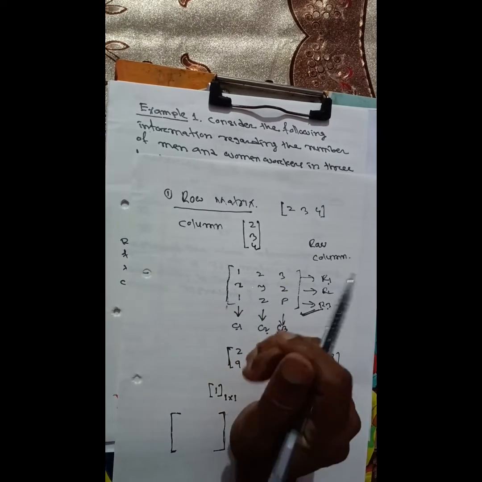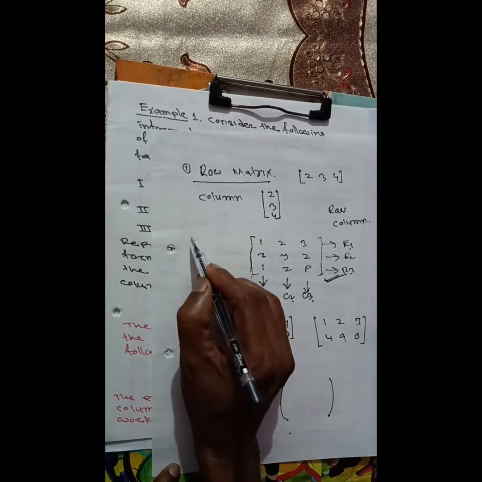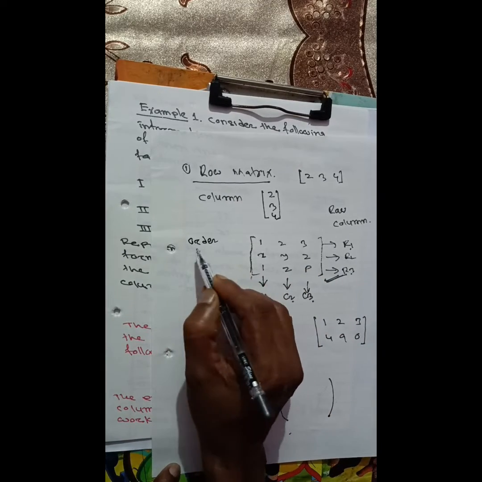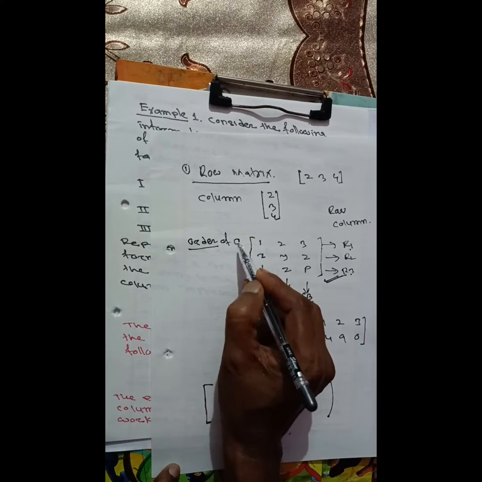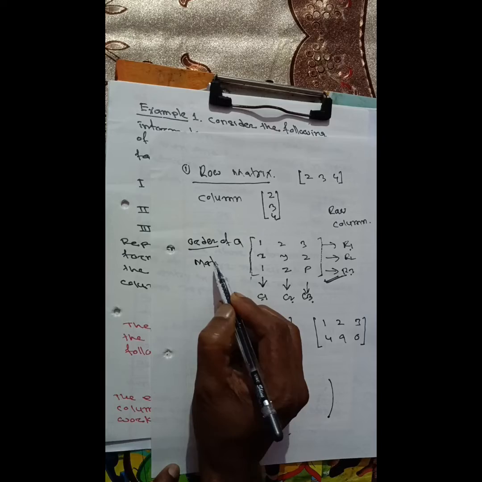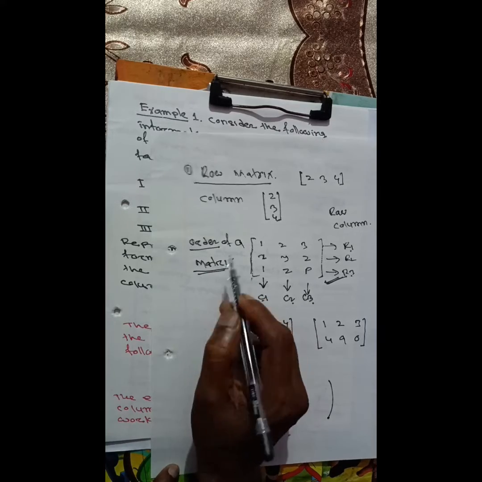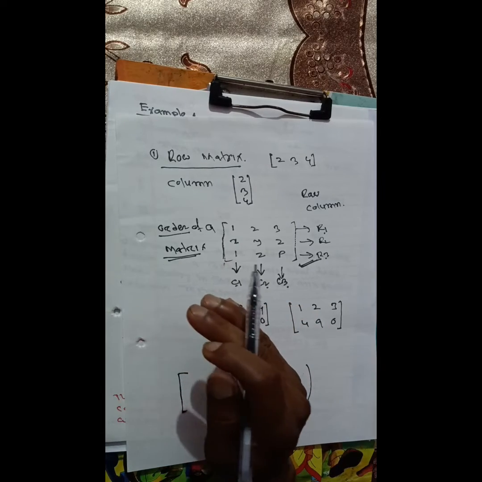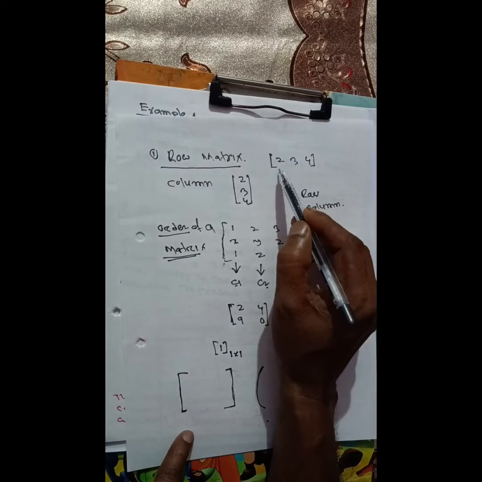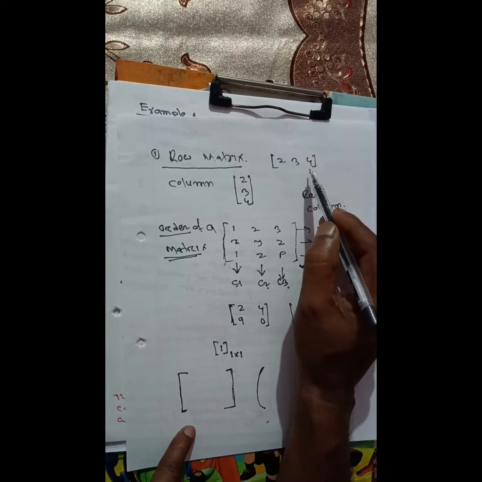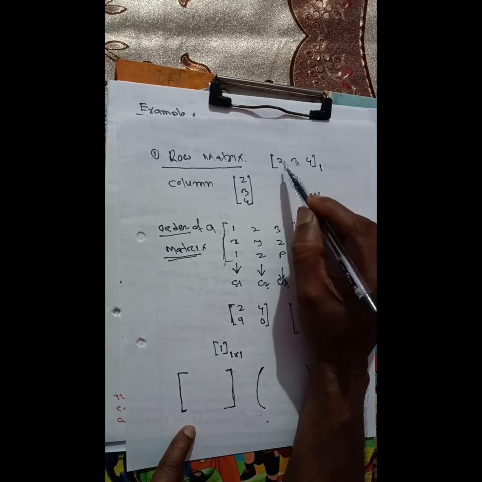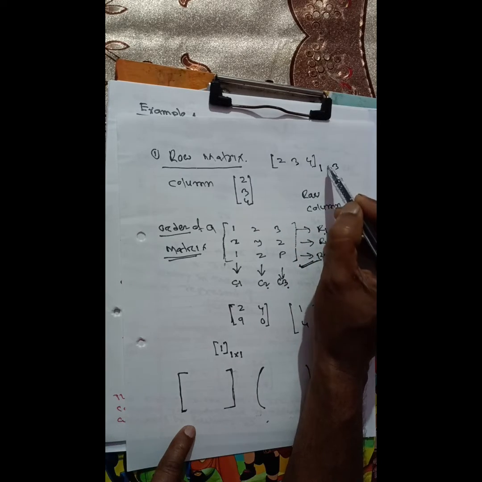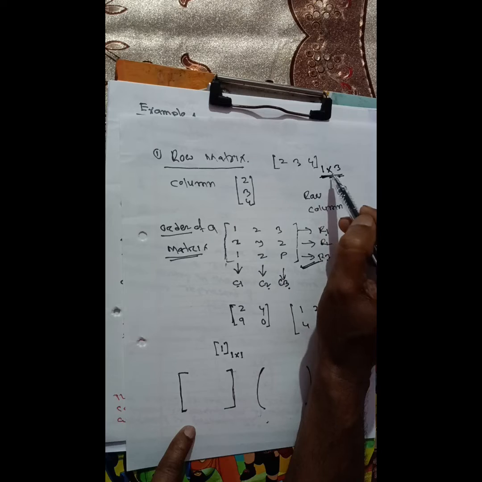Before going to discuss the other matrices, we are going to discuss order. What is the order of a matrix? Order of a matrix means number of rows by number of columns. Suppose this matrix is A. How many rows are there? One row. How many columns? 1, 2, 3. Good, 3 columns. That is known as the order. That means the order of this matrix is 1 by 3.